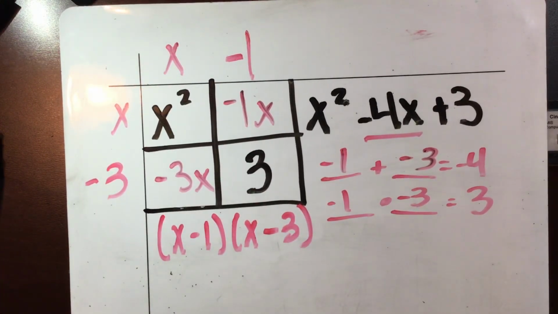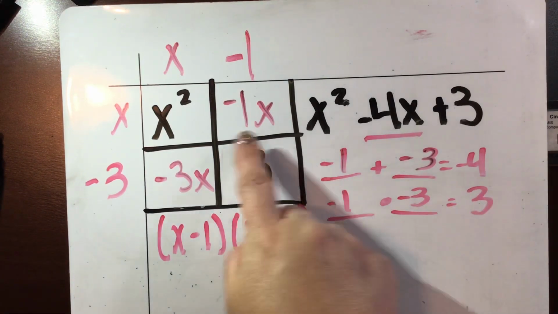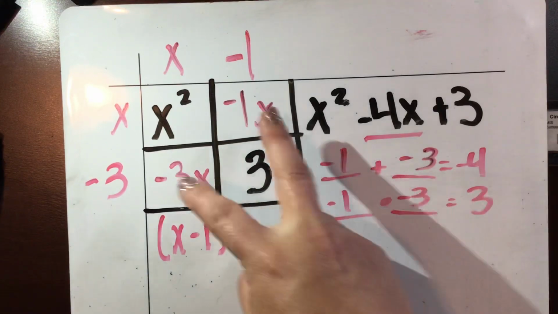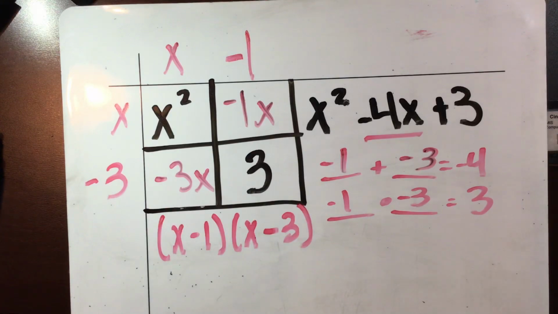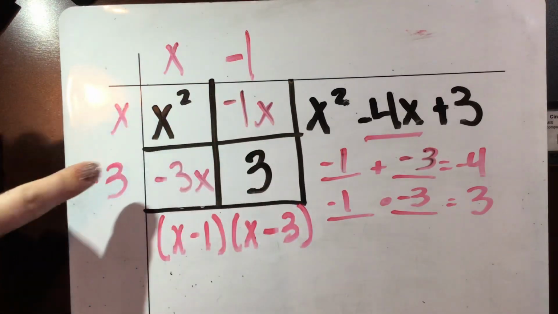Just remember you're looking for the two values that multiply to give you the constant, and those same two values that add to give you your middle term, the coefficient of your middle term. And when you're using your area model, you want to make sure to factor out the greatest common factor.